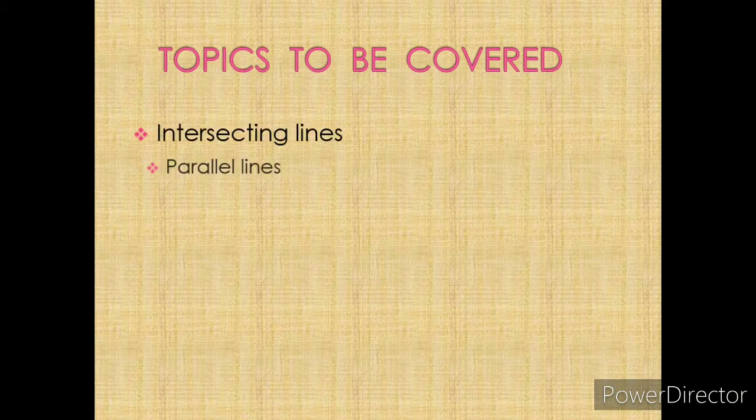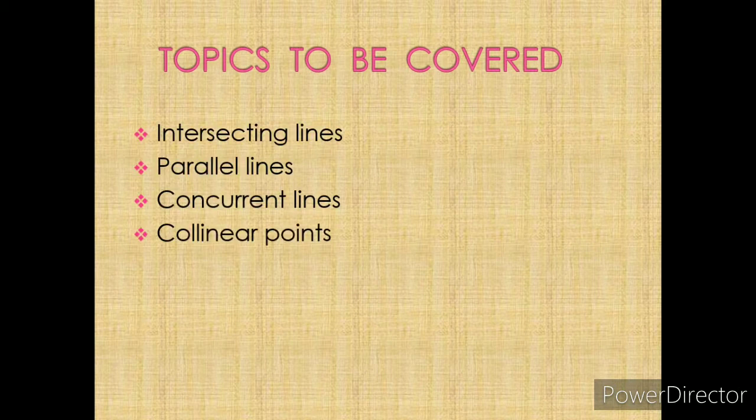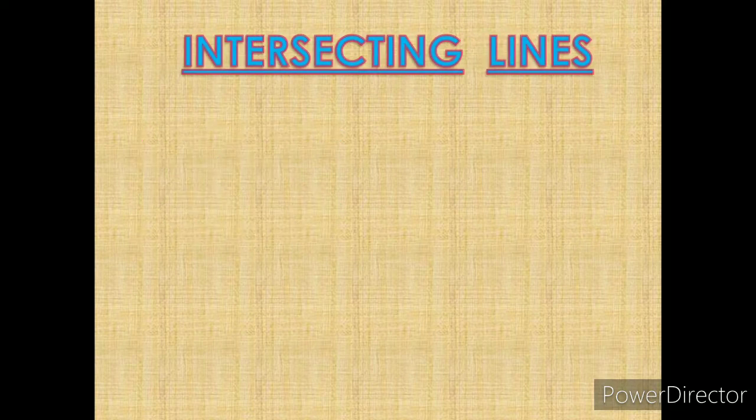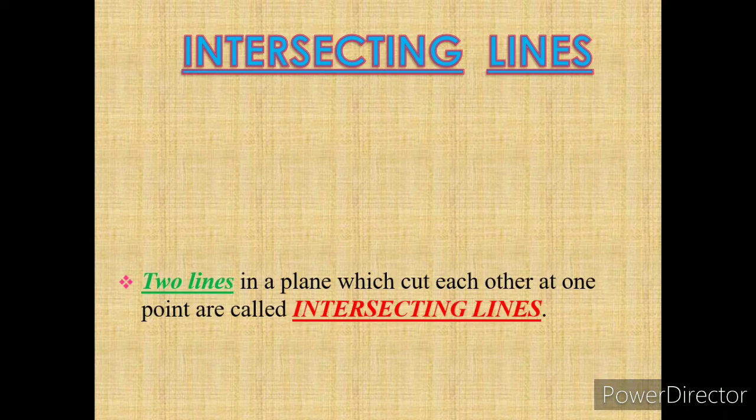So the topics which we are going to study today are intersecting lines, parallel lines, concurrent lines and collinear points. So coming up to the first type of lines, that are intersecting lines. Two lines in a plane which cut each other at one point are known as your intersecting lines. मतलब दो lines जो एक दूसरे को cut कर रही हैं एक ही point पे, वो हमारी intersecting lines हुई.